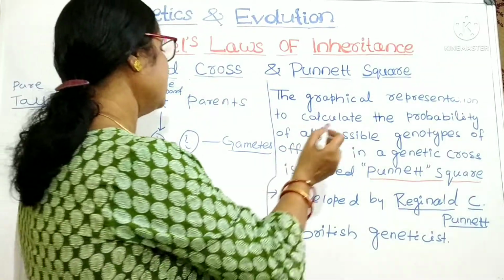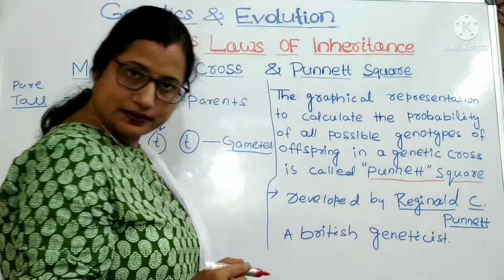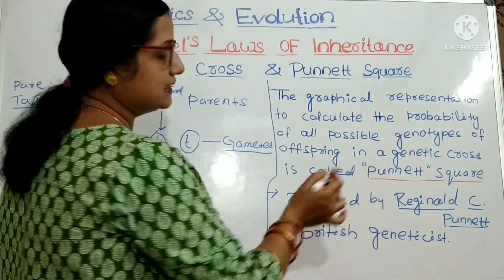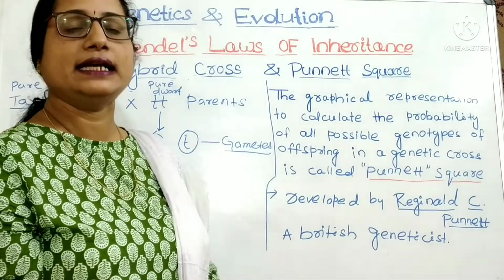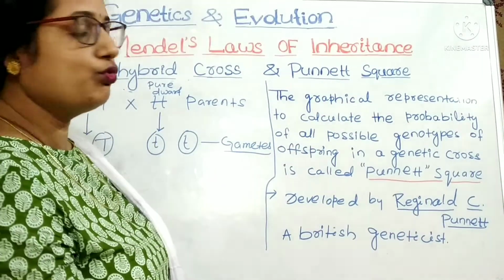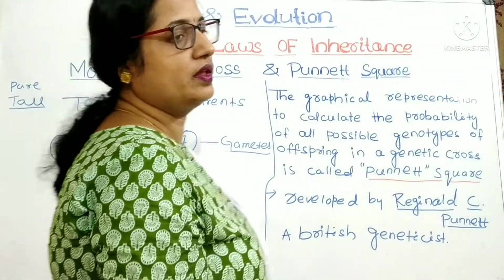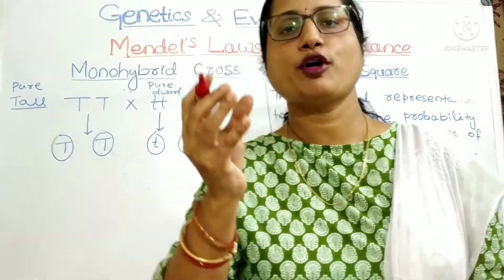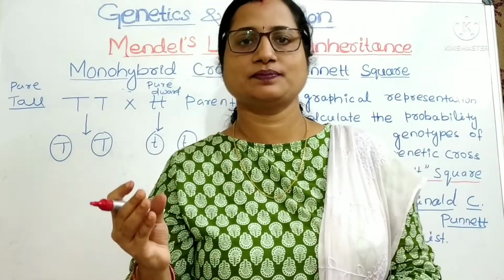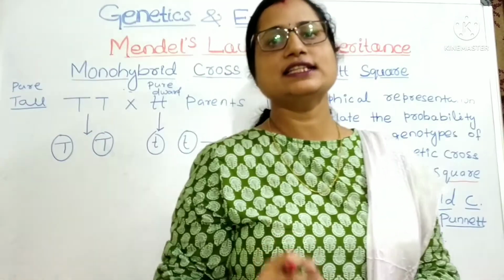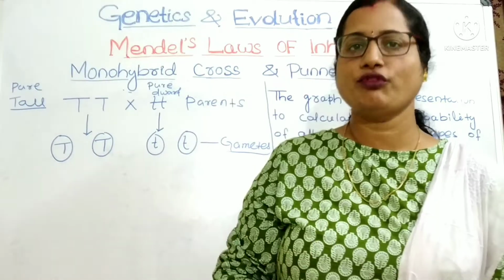Okay, and the Punnett square was developed by Reginald C. Punnett, a British geneticist, who developed the Punnett square to express the formation of gametes and the progenies developed in the F1 generation and F2 generation in a graphical way.